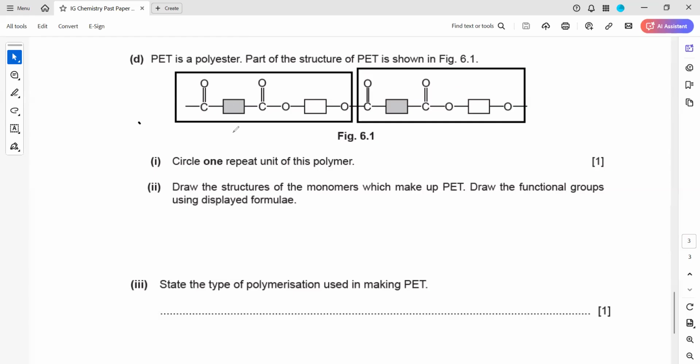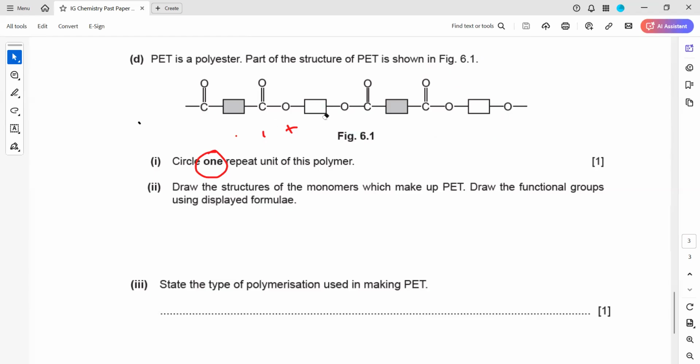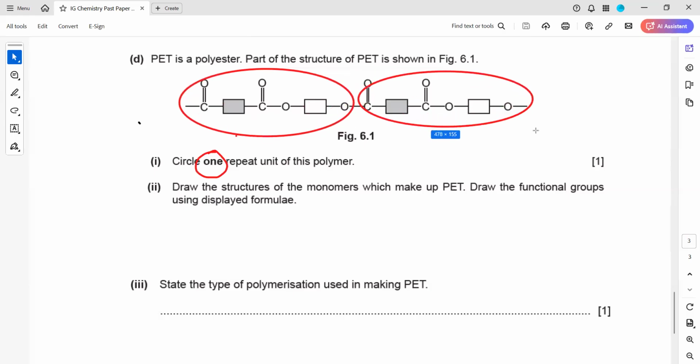Now here, how many units are there? We have 2 units. So this is 1 unit and this is a second unit. So we just have to circle 1 repeat unit. I put a square, but we need a circle here. We can also put it on the second. You can also put it here. That's fine.